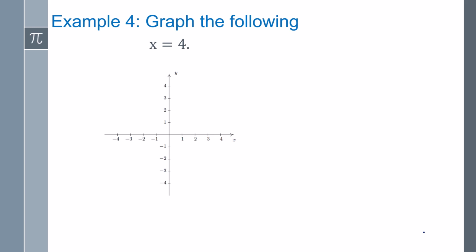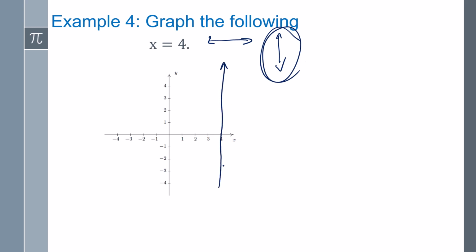It says x equals 4. So I need to think about it. Is it going to pass through x if I do that, or if I'm going to do that? It's going to pass through x doing that. And so that's going to be my answer. And as you see, it passes through the x-axis.